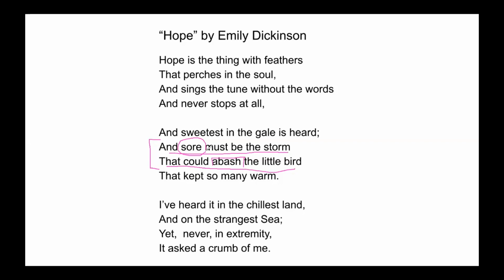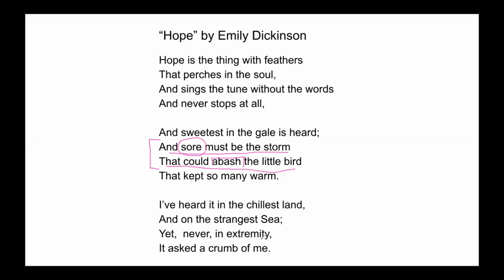And again, poetry is up to a lot of interpretations, and up to a lot of different people who all looked at it. But overall, this is the most agreed upon interpretation. So I think we have a pretty decent understanding of the first and second stanza. And so when we go to the third stanza, I've heard it in the chillest land and on the strangest sea, yet never in extremity it asks a crumb of me. So if you guys want to share your thoughts, I've heard pretty much people narrow it down already in the very beginning when we talked about content wise.